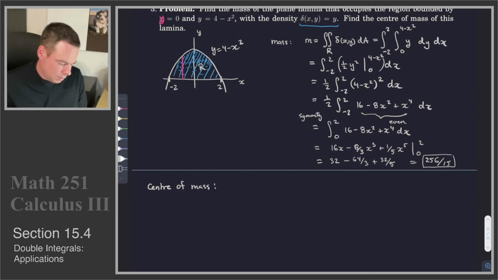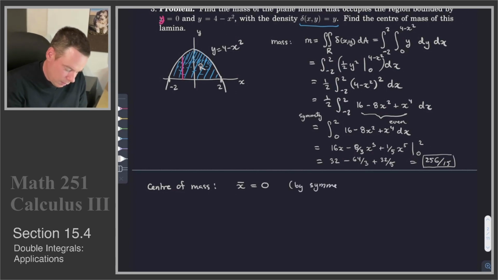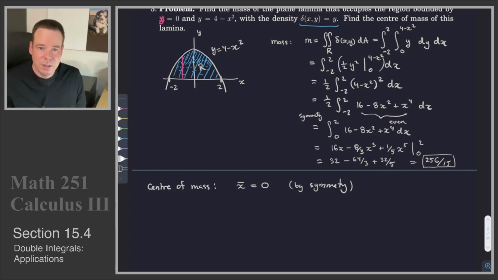So what that tells us is that the right-hand side and the left-hand side of this object are going to be symmetric with each other. They're the same. And so the y-axis is a balancing axis for this. It's going to balance perfectly along the y-axis. And so that means our x center of mass should be 0. And that's just by symmetry. You could go ahead and compute the integral if you wanted and see that you get 0, but we could also just make this observation.